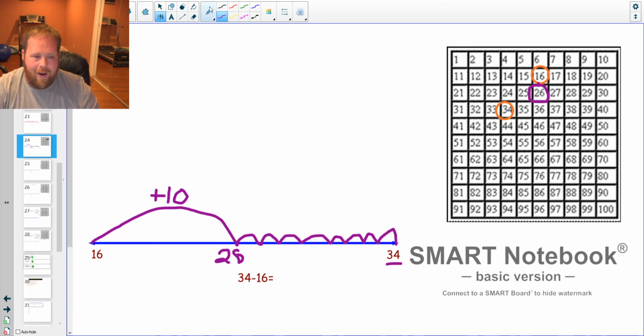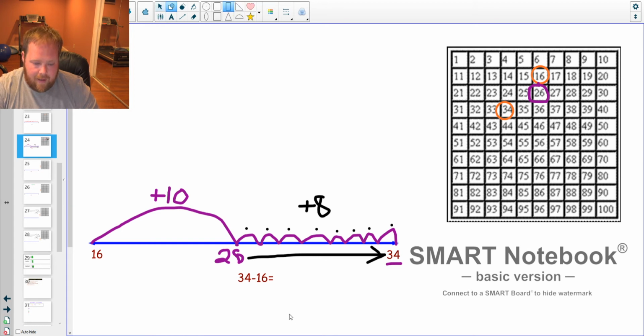Whoa. All right, let's put some dots above those ones, okay? So we did tens, and now we're going to do ones. So 10, 11, 12, 13, 14, 15, 16, 17, 18. Okay, so from 16 to 26, that's plus 10. And then we counted from 26 to 34, which is plus 8. And 10 plus 8 is 18.